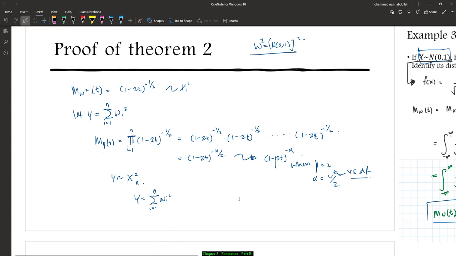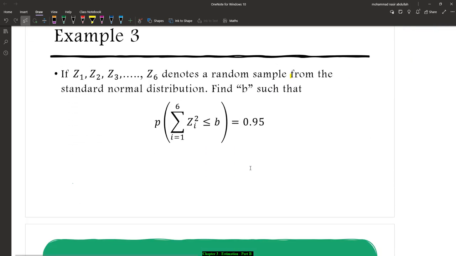Okay. Any questions so far? No question? Then we move to example number 3. Done? We move to example number 3.